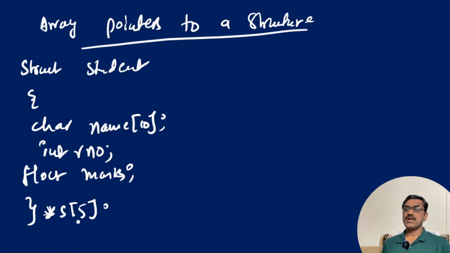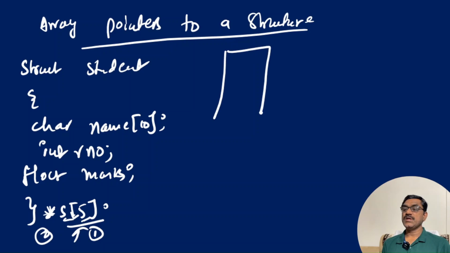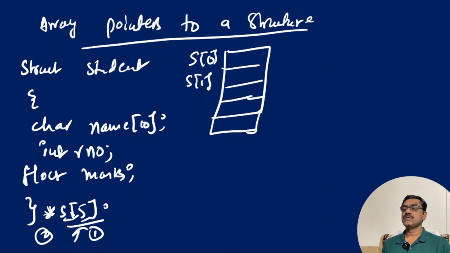When we write star and square brackets, first precedence is given to the square brackets, and second precedence is given to the star operator. So first take s of 5, which means it is an array. Array of how many locations? 5 locations: 1, 2, 3, 4, and this is the fifth one. The first is represented as s of 0, then s of 1, s of 2, s of 3, and s of 4.